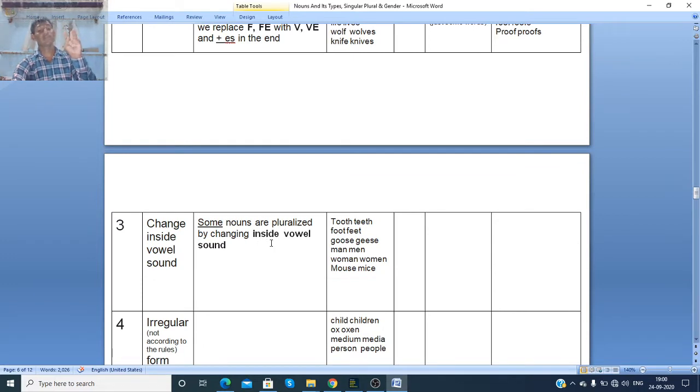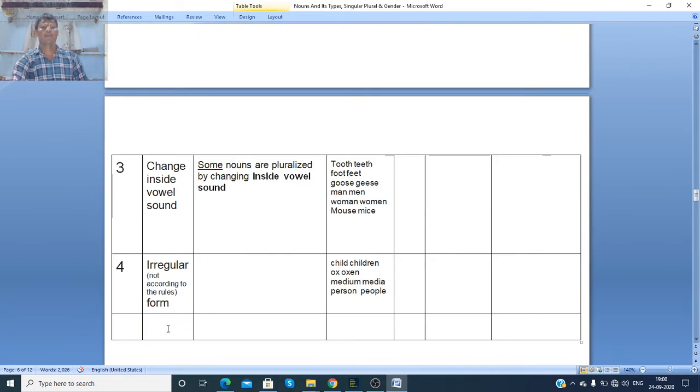changing the inside vowel sound, like tooth, teeth, foot, feet, goose, geese. And number four is an irregular form. This is not a rule, but irregular form means not according to rules. And these are not so many, around 40 to 50 words that are pluralized by irregular form. And even the nouns that change inside vowel sound are not many, around 15 to 20.